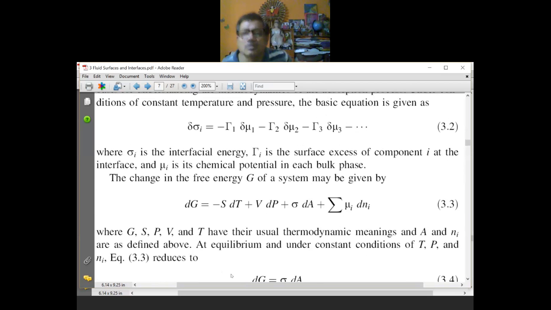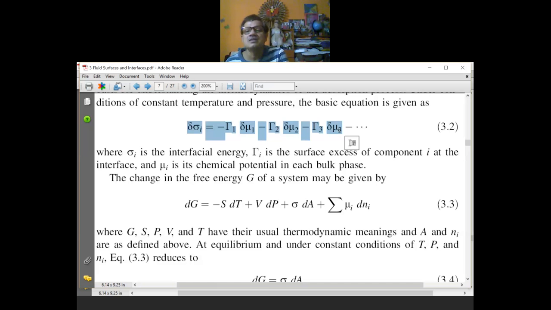So if I take several components, then the interfacial energy change d sigma would be equal to the sum of the surface excesses times the chemical potential changes. So d sigma would be equal to gamma 1 d mu 1 minus gamma 2 d mu 2, and so on, because there would be a surface excess. If there is surface excess, then the overall interfacial energy should decrease through interfacial adsorption, and mu is the chemical potential.